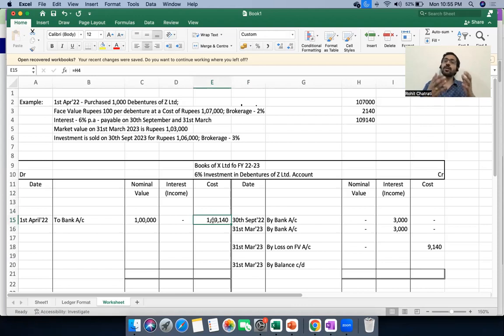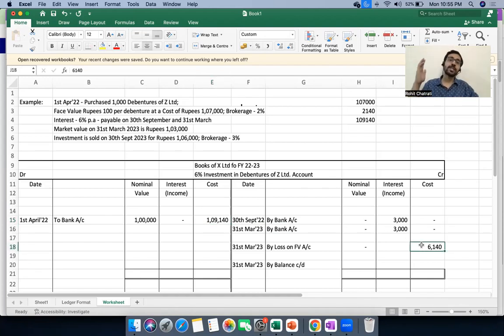Carrying value is nothing but the amount at which you are carrying the investment. So we are bringing down the carrying value from 1,09,140 to 1,03,000. 1,09,140 minus 1,03,000. That is a loss of 6,140.